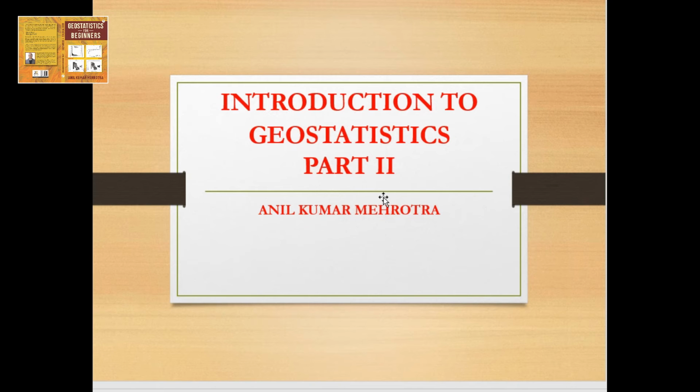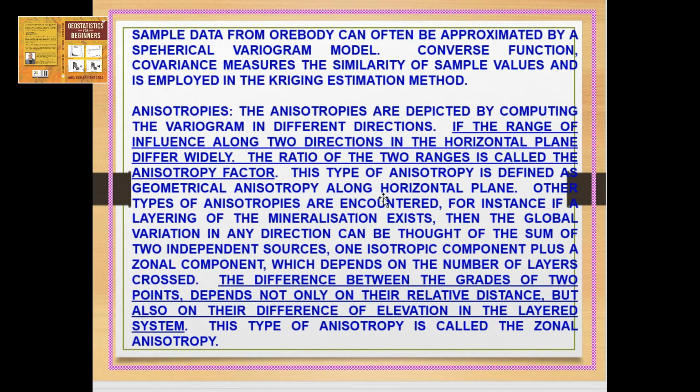Now the presentation starts. Sample data from an ore body can often be approximated by a spherical variogram model. Its converse function, covariance, measures the similarity of sample values and is employed in the kriging estimation method.